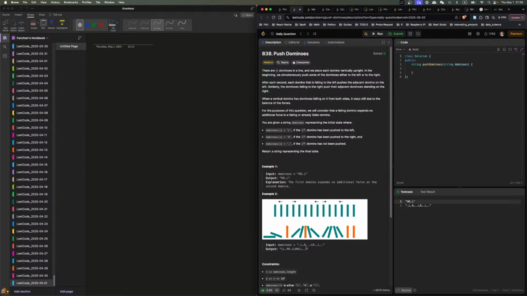This leaves it right. So this will push to the right, but this pushes to the left. So this will be standing still. Left, right. So this will be right, left, left, and then these two will stand still. So some rules.